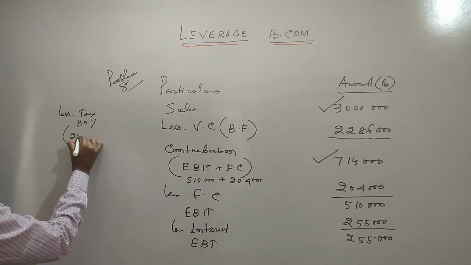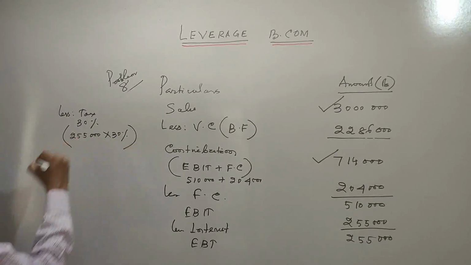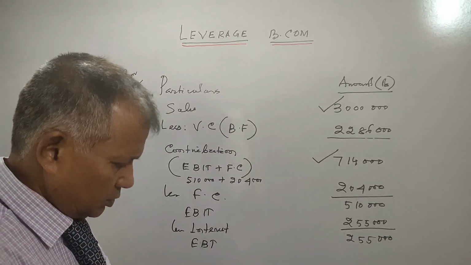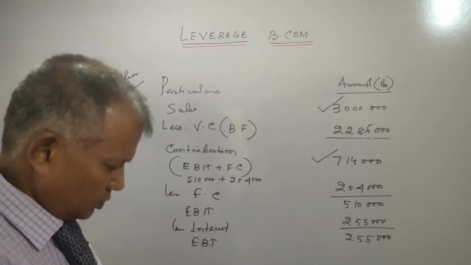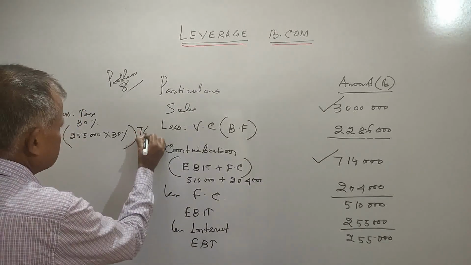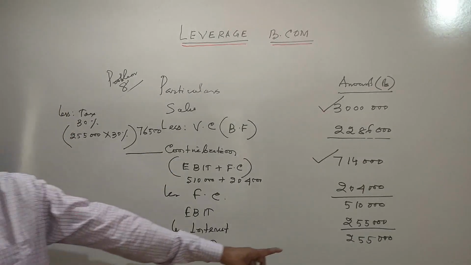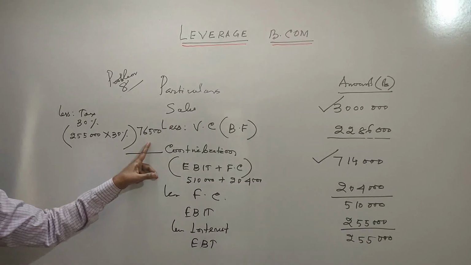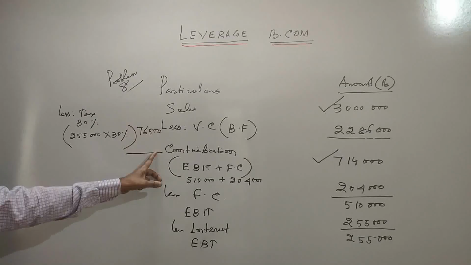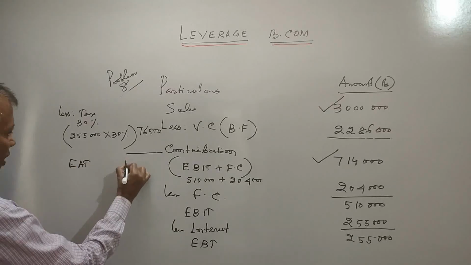So from the EBT, if we deduct the tax, I am doing here less tax at a rate of 30%. EBT is 2,55,000 into 30%. It comes to your 76,500. So tax is 76,500. Now after the tax, 2,55,000 minus 76,500, it comes to 1,78,500. This is your EAT.